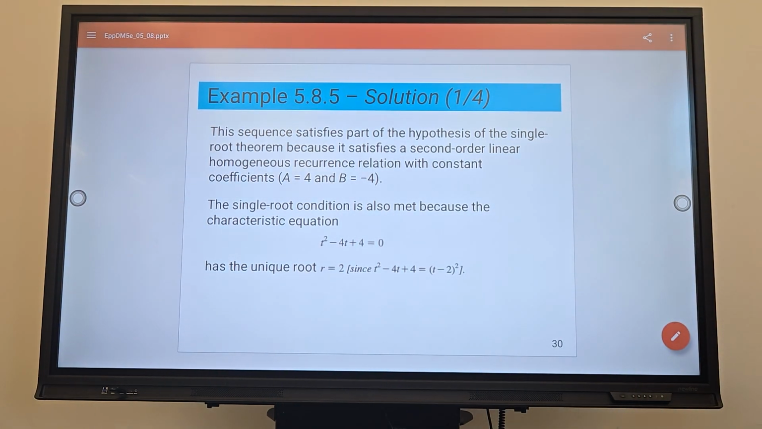This sequence satisfies part of the hypothesis of the single root theorem because it satisfies a second order linear homogeneous recurrence relation with constant coefficients, a equals 4 and b equals minus 4. And the single root condition is also met because the characteristic equation t squared minus 4t plus 4 equals 0 has just one unique root, r equals 2.